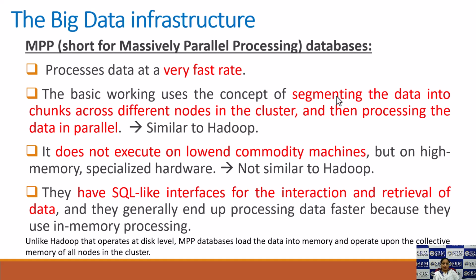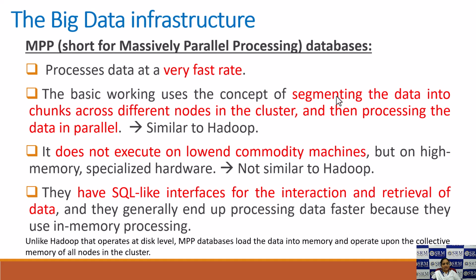MPP, I told you to remember, right? MPP means massively parallel processing. It processes the data at a very fast rate. So when I say Hadoop, the keyword associated is distributed framework, right? The data is divided into chunks and stored in several nodes. So the basic working uses the concept of segmenting the data into chunks across different nodes in the cluster and then processing the data in parallel.